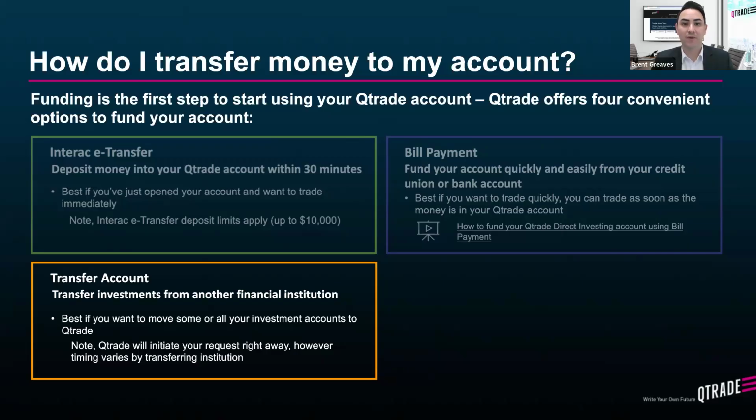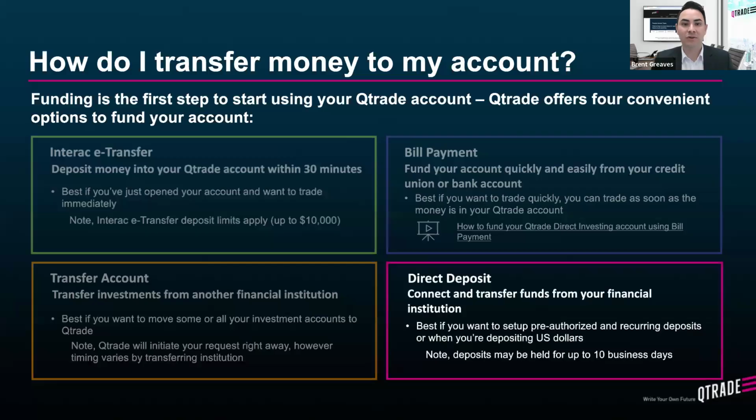Just a quick note, processing times will vary for transfers depending on account type and transferring institution. Qtrade will initiate your request immediately. However, in some instances, for example, when transferring a pension plan, transfers can take up to 10 weeks to complete.